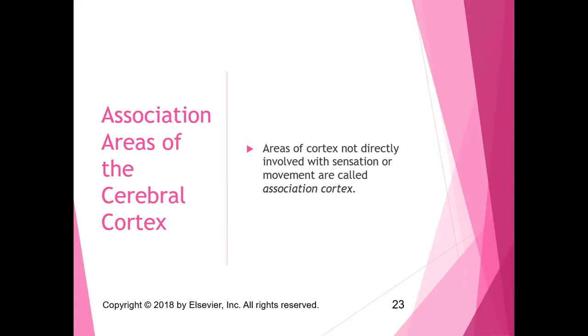The association areas of the cerebral cortex are any area of the cortex that is not directly involved with sensation or movement, called the association cortex. I don't know if anybody's old enough, but when I was a kid, they always used to say, oh, you only use 3% of your brain, which is not true. But the areas that they were saying you didn't use were the association areas. So they weren't associated with a particular sensation or movement. But yeah, you do use it all.